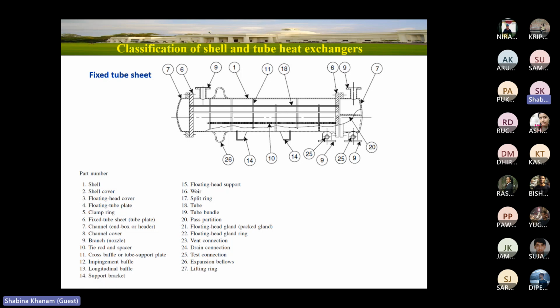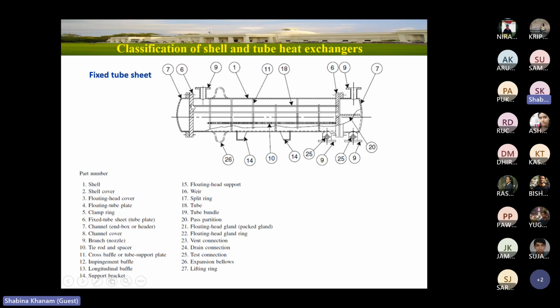The point is, as this tube sheet is welded with the shell, you cannot do anything for replacement of this. If some problem occurs, then you need to discard this. Disassembling or reassembling is not possible over here because of this welding, a permanent joint is there, right?